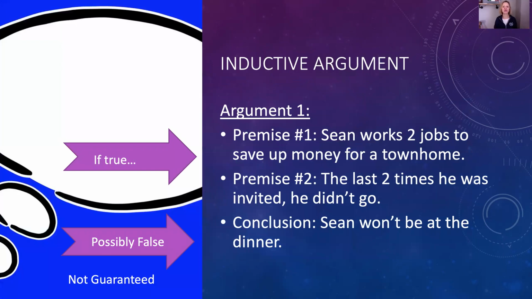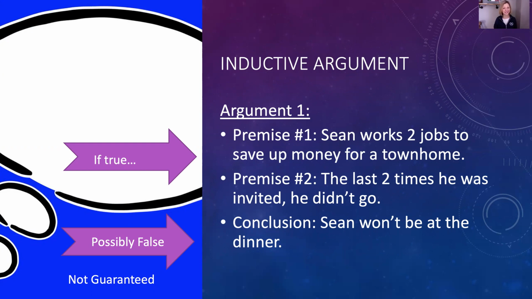Ta-da! Argument number 1 is inductive reasoning. We have these two premises, and if they're true, we arrive at a conclusion, but the thing about inductive reasoning is that it could still possibly be false. The conclusion is not guaranteed. So if it's true that Sean works two jobs to save up money for a townhome, and if it's true that the last two times he was invited, he didn't go, the conclusion is he won't be there. But premise number 2 doesn't mean that he has another place to be. There is no other conflict that we're aware of, so he can still make up his mind to go.